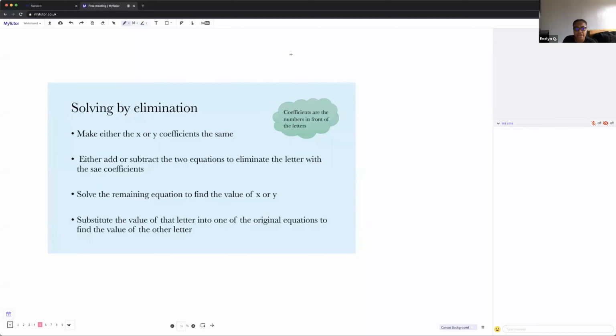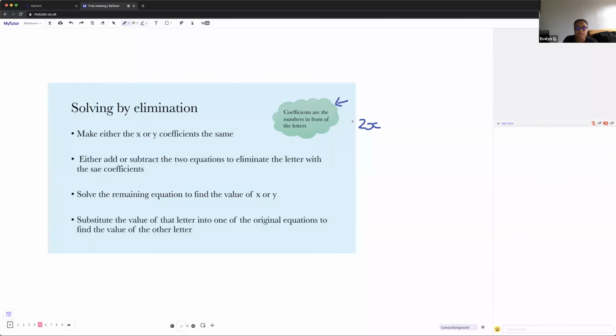You make either the x or y coefficients the same. A coefficient, so I've got what a coefficient is up here. A coefficient or coefficients are the numbers in front of the letters. Like say if you had 2x, the coefficient of x would be 2. So that's just the number in front of the letter.